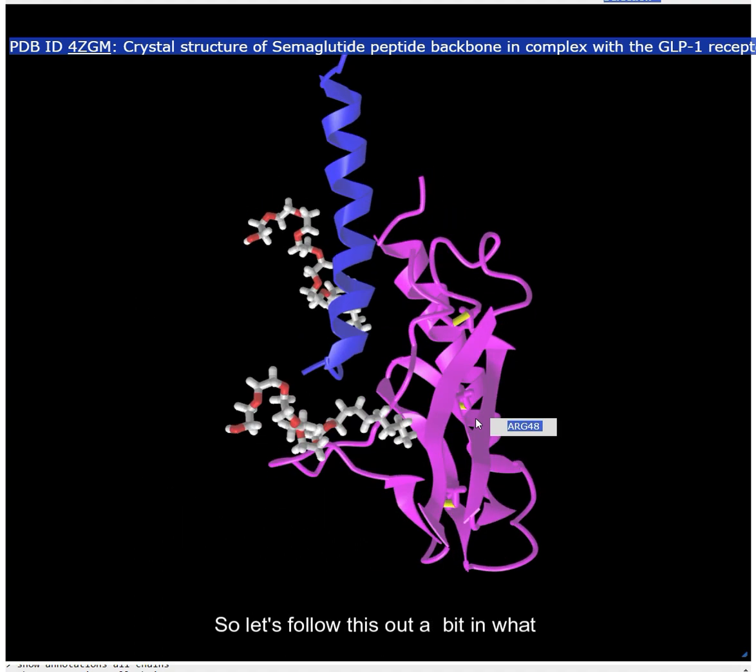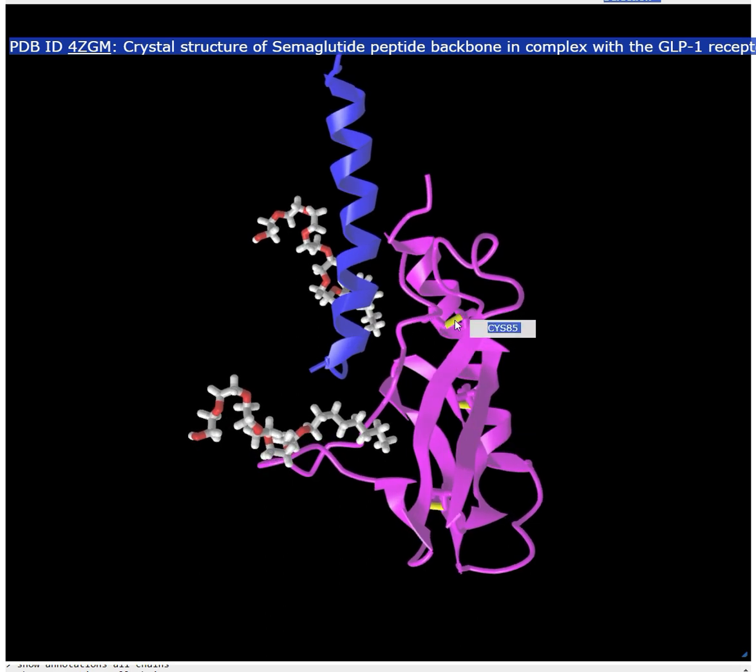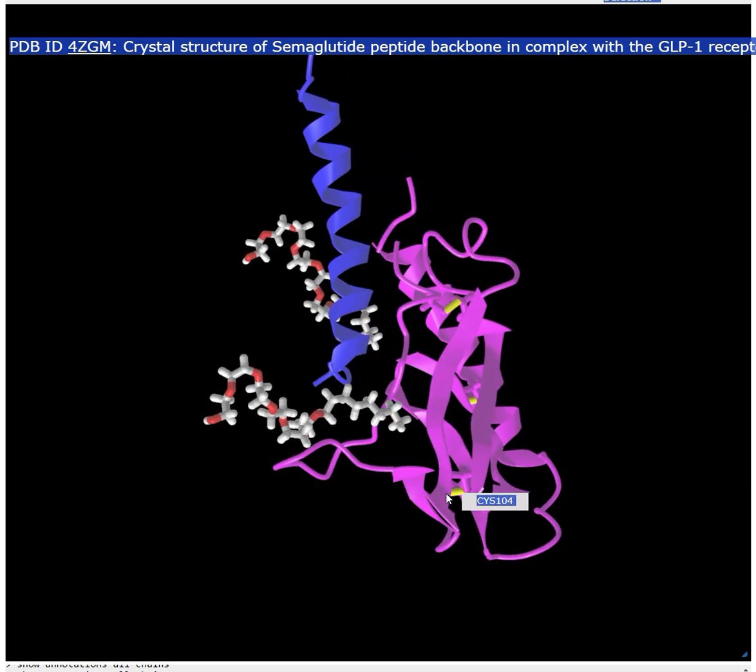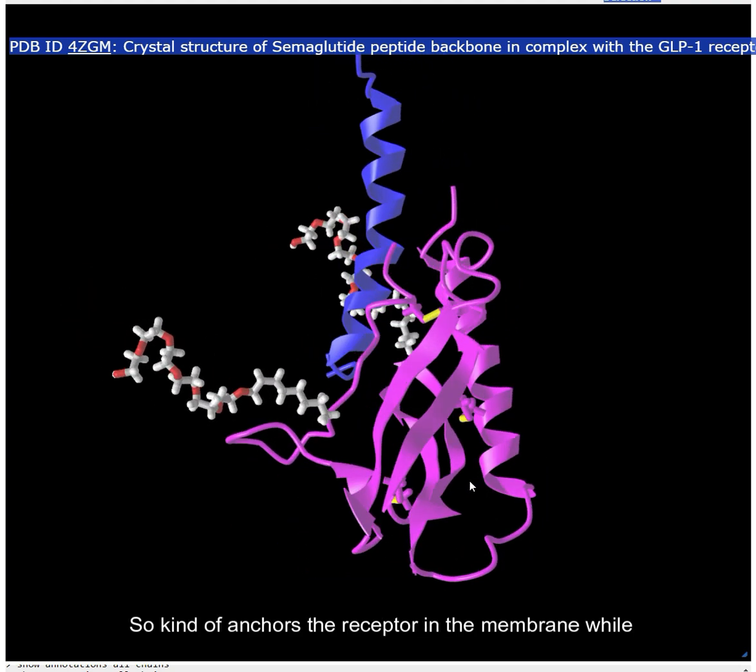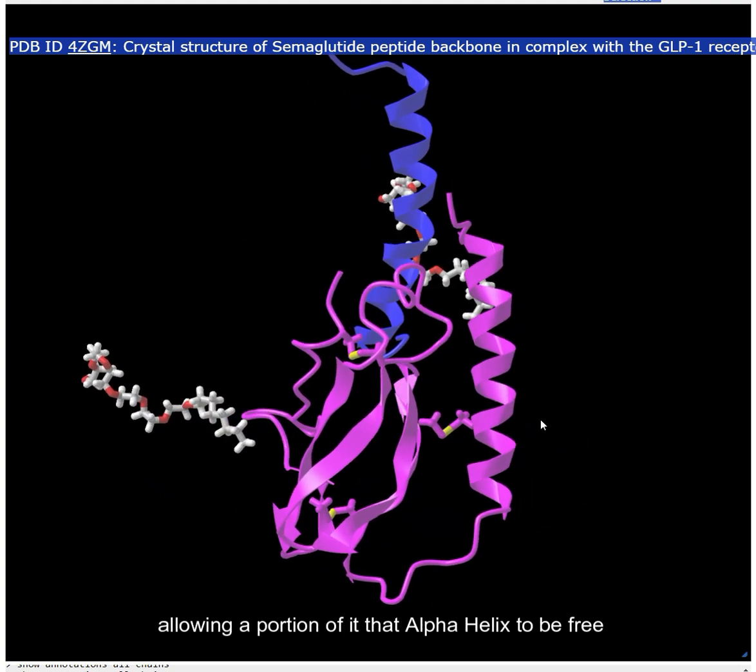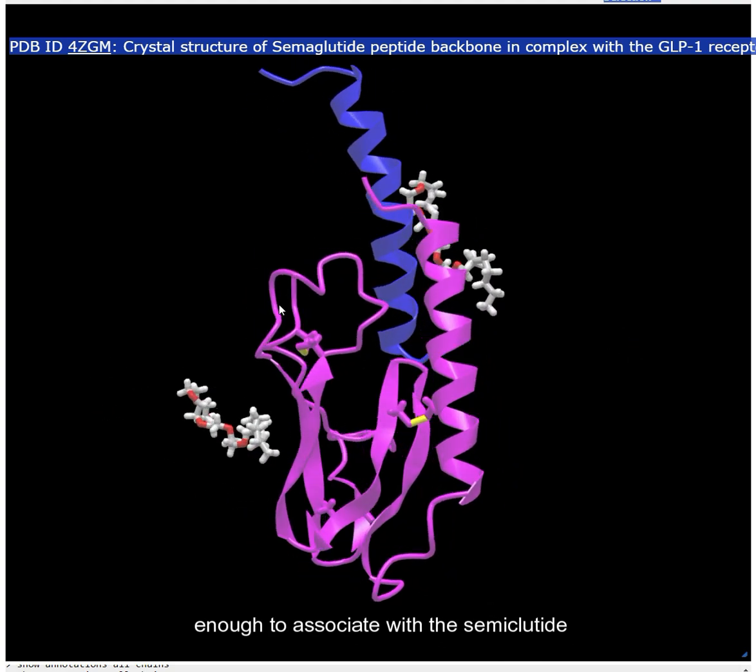So let's follow this out a little bit. And what we find is, guess what? This is up here, and we have a mirror down here, again tying the ends of the protein together, and then stabilizing that barrel within the cell membrane. That's our speculation. You look at it and you go, huh, that's kind of cool. So it anchors the receptor in the membrane while allowing a portion of it, that alpha helix, to be free enough to associate with the semaglutide.